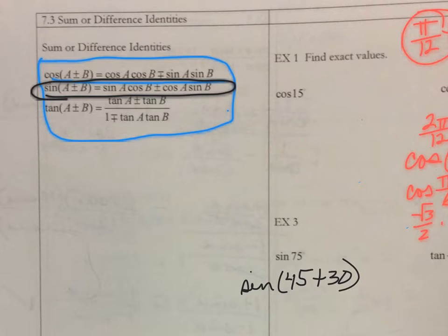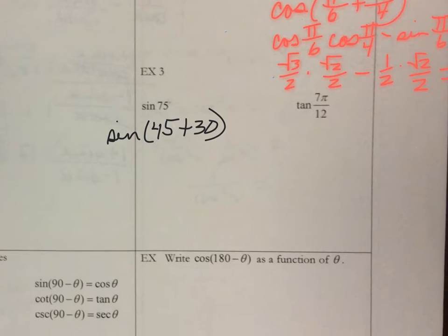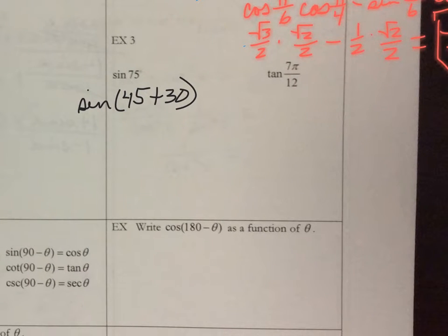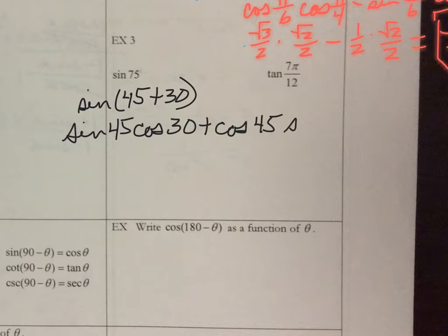Sine of the first, cosine of the second, middle sign stays the same, cosine of the first, sine of the second. Okay, so what did we just say? Sine of the first, sine of 45, cosine of the second, cosine 30, sign stays the same in the middle, plus cosine of the first, cosine of 45, sine of the second, sine 30.